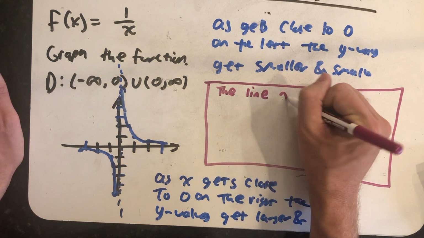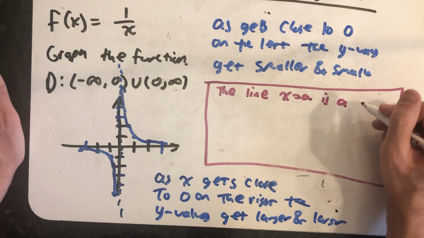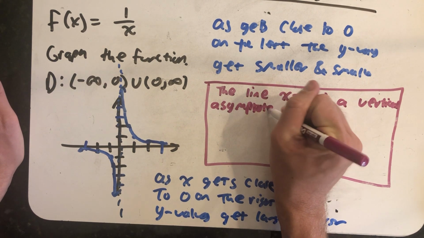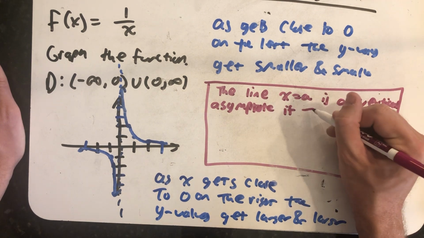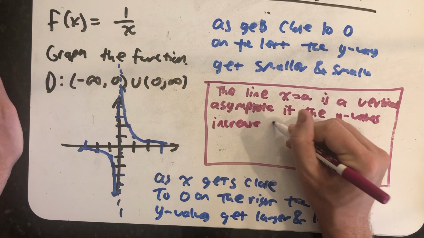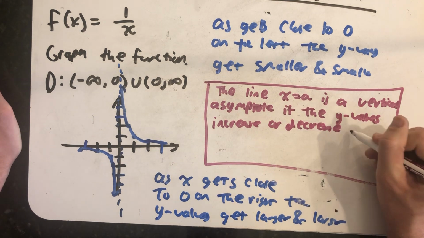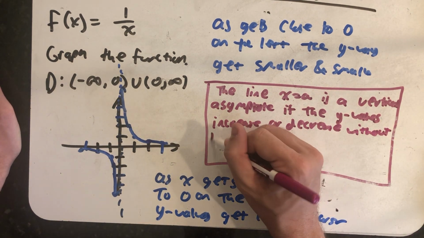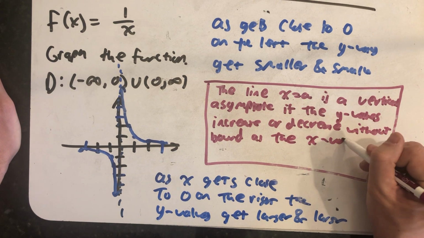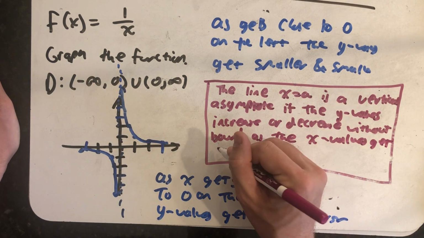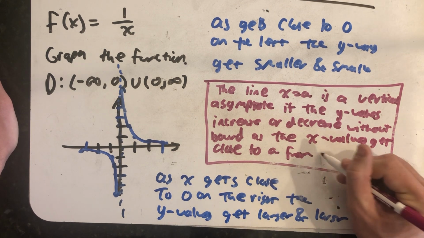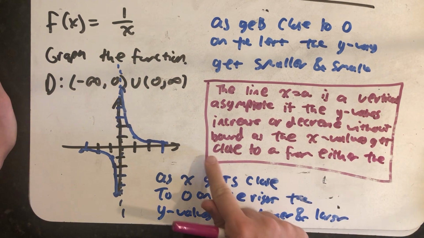The line x equals a is a vertical asymptote if the y values increase or decrease without bound as the x values get close to a, from either the left or right.